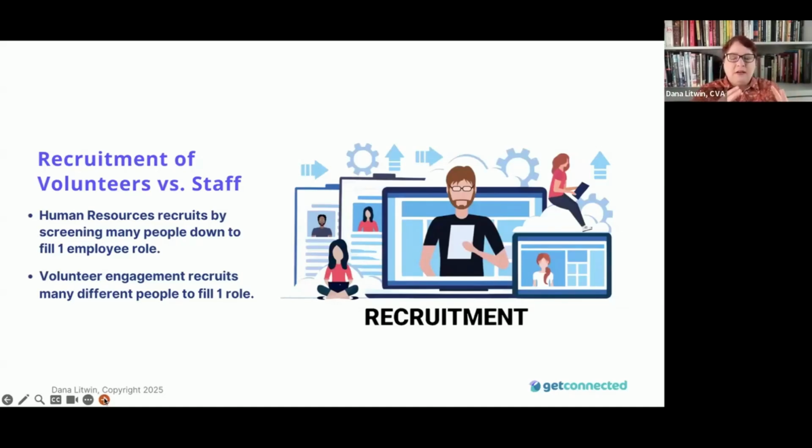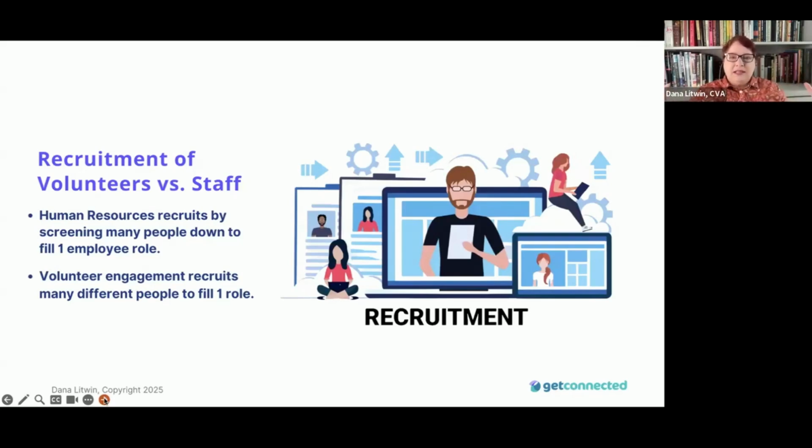We want to design a role that many different kinds of people can do, whatever that is, whether it's complex and takes weeks or months of training, like a museum docent or a zoo docent, or someone doing search and rescue, or complex client work, like on a crisis line, or if it's just a drop-in episodic role that a corporate group or a community service club is coming into.